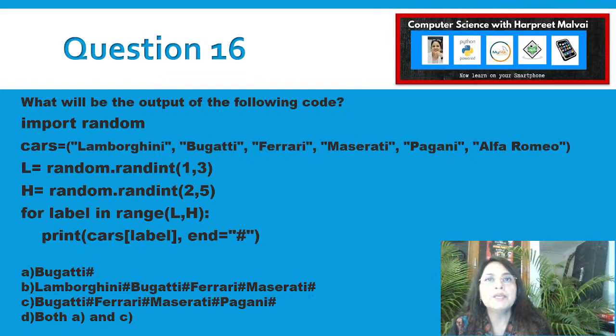What will be the output of the following code? So, import random, and I've given a list of Italian cars. You know, Punjabis love Italian cars. All their songs have Italian cars. No? So that's why I put all Italian cars in the list.